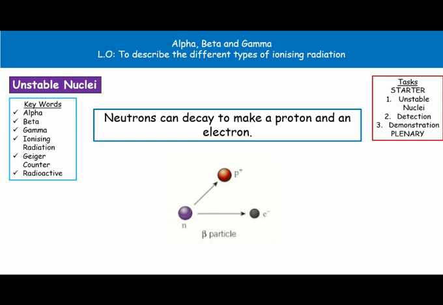In our nucleus we find our neutrons, and those neutrons can actually go through a process of decay in order to make a proton and an electron. What we can see in the picture at the bottom of our screen is the purple blob in the bottom left is our neutron, and then it's going to decay in order to make our proton, the red one with the P+, and the grey one there, our electron, which is the beta particle.